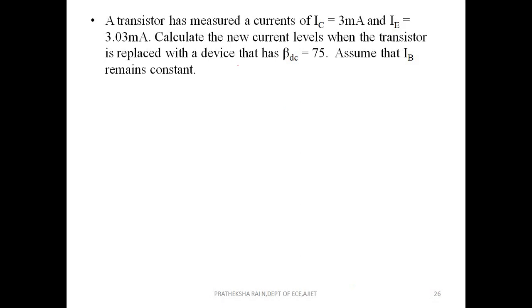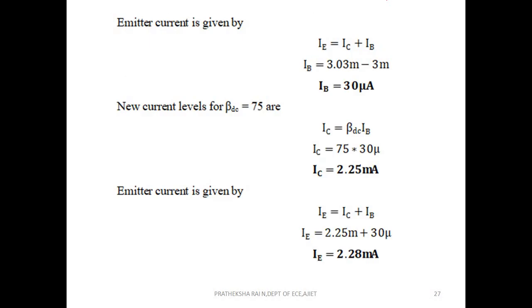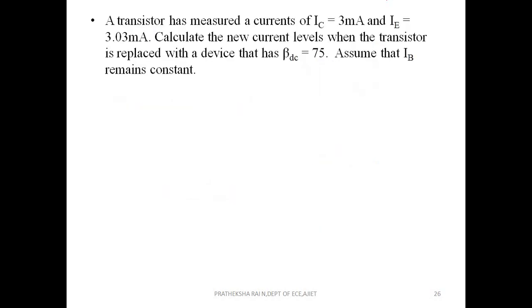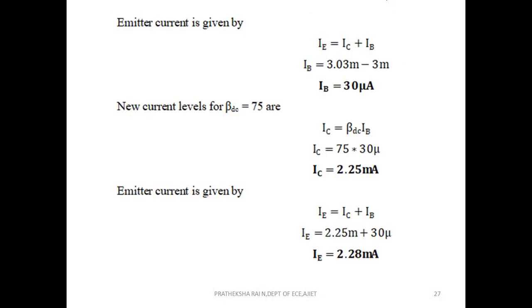A transistor has measured currents of IC is equal to 3 milliampere and IE is equal to 3.03 milliampere. Calculate the new current levels when the transistor is replaced with a device that has beta DC is equal to 75. Assume that IB remains constant. So first, emitter current is given by, we know that emitter current is equal to IC plus IB, right? So from that we will get IB, because IE is given and IC is also given.